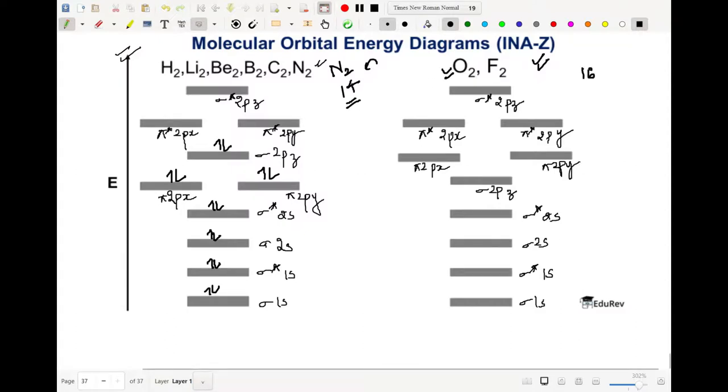Okay, so if I talk about the oxygen molecule here, I have to fill a total of 16 electrons, and an oxygen atom has a total of 8 electrons, right? So if I start filling the electrons from the very bottom, I will be filling in the same order just like I did before, okay? I have filled a total of 10 electrons. I still have to fill 6 electrons, right?